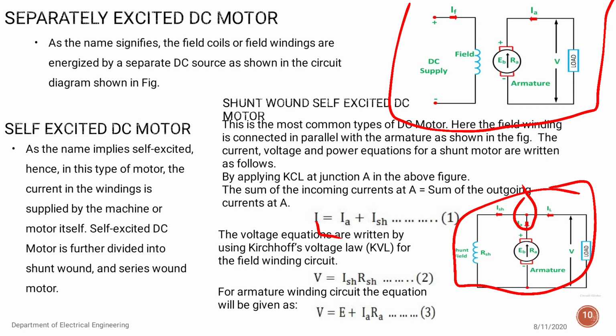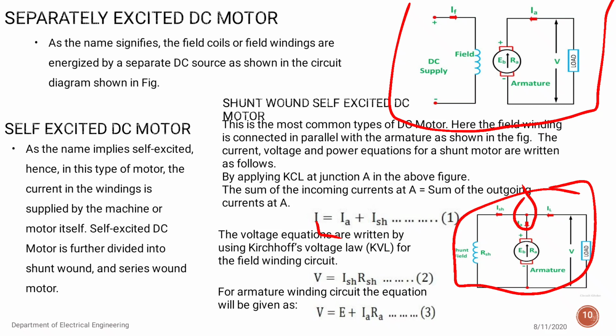See, there are two currents which are outgoing and one current which is incoming. The incoming current is from the load, that is IL, and the outgoing currents are ISH and IA. So we use the KCL, which states that the sum of incoming is equal to the sum of outgoing. So IL is equal to IA plus ISH. That means load current is equal to armature current plus shunt current.